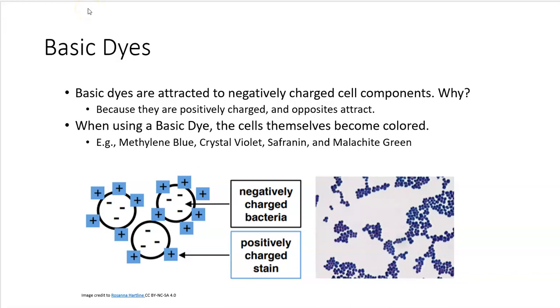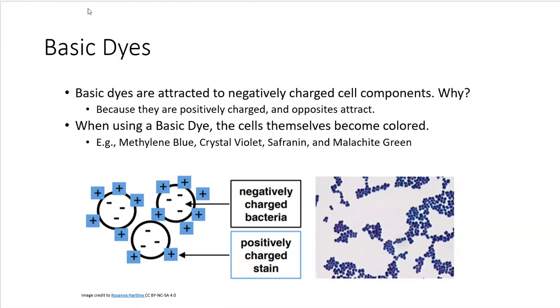So one type of dye that we have is a basic dye. Basic dyes are used when your intention is to stain the cells. Basic dyes have a positive charge, and bacterial cells have a negative charge, because of the phospholipids in their cell membrane. So we know from prior classes, opposite charges are going to attract each other. So the positively charged dye is going to be attracted to the negatively charged bacterial cell. The two will bind, and then that is going to allow the bacterial cell to turn some type of color.